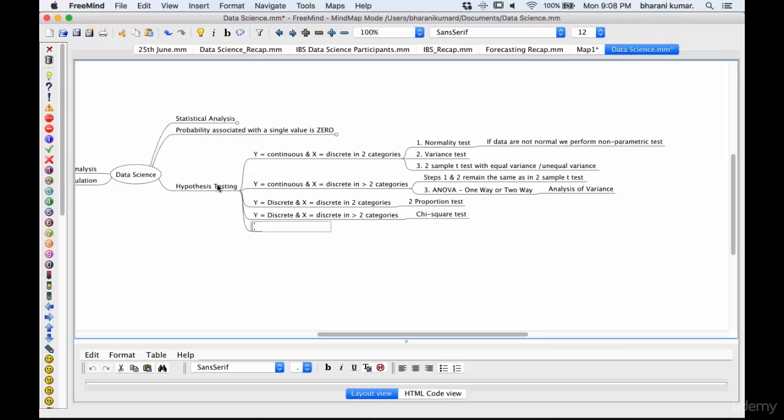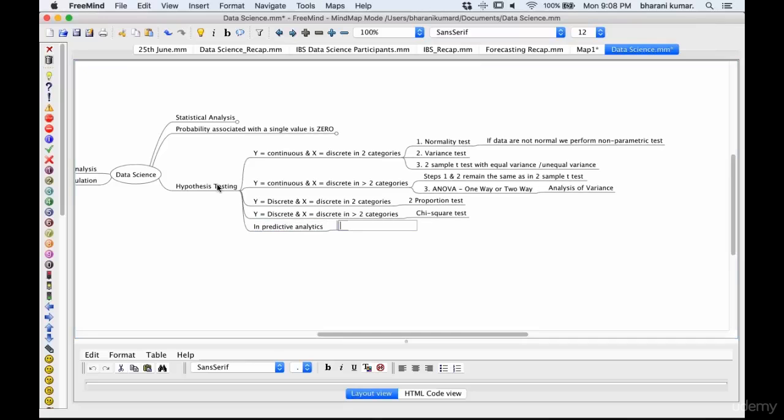Why do we basically use hypothesis testing in predictive analytics? While you build predictive models, prediction models, why do we use hypothesis testing? It might so happen that you might have hundreds of inputs in your data set used for building a predictive model.